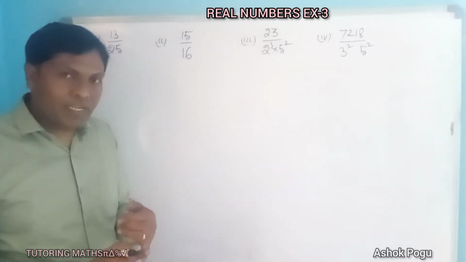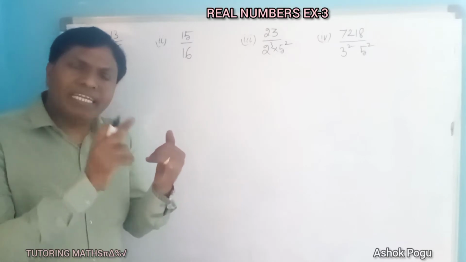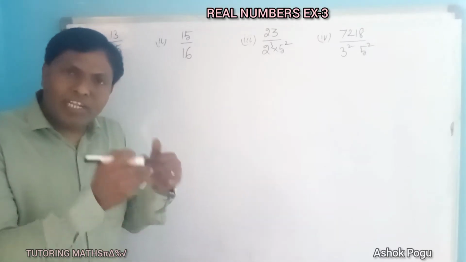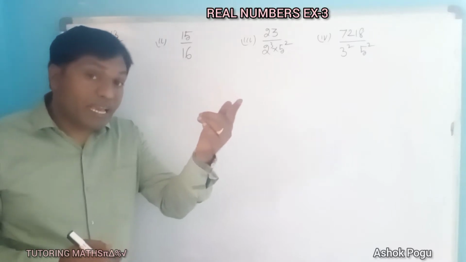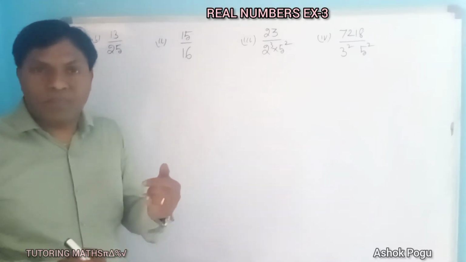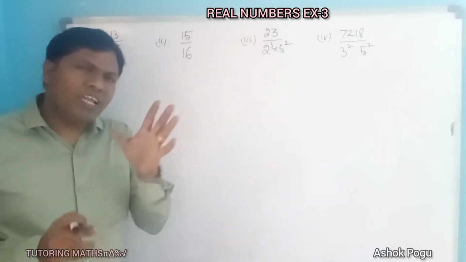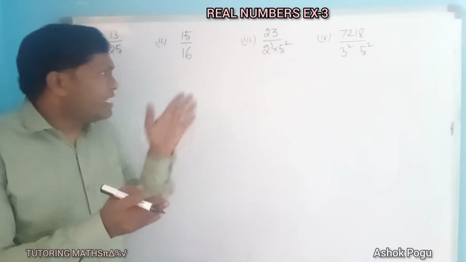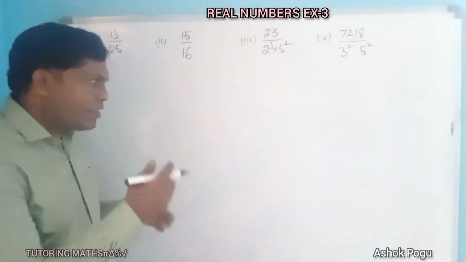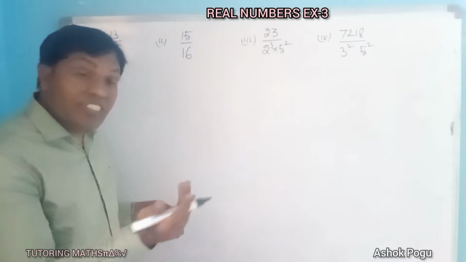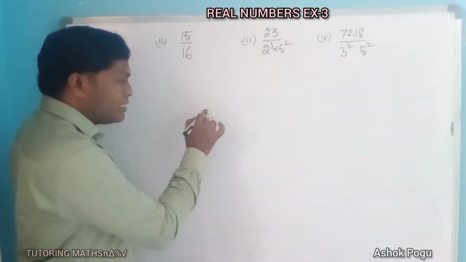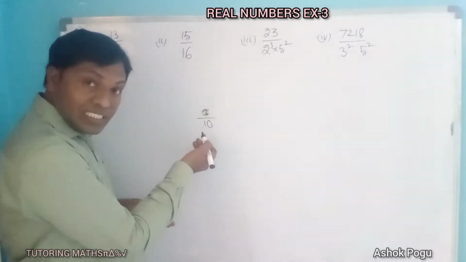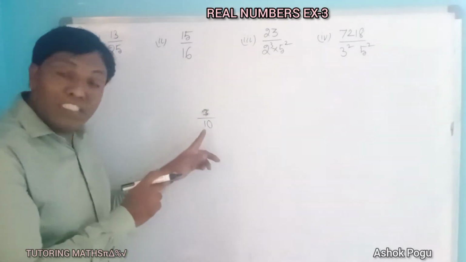Once again, let me explain. So according to the theorem, the denominator must be expressed in the form of 2 power n into 5 power m, isn't it? So when do we get decimal form? When is it possible to convert into decimal form? So decimal fractions. For example, 3 by 10 becomes a decimal. It is a decimal fraction.